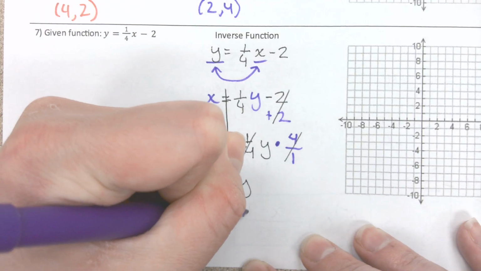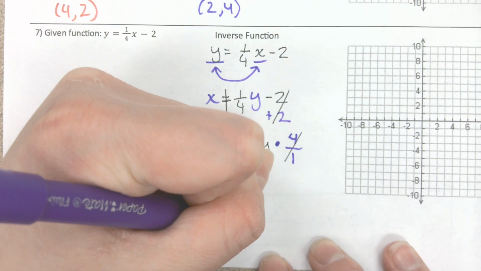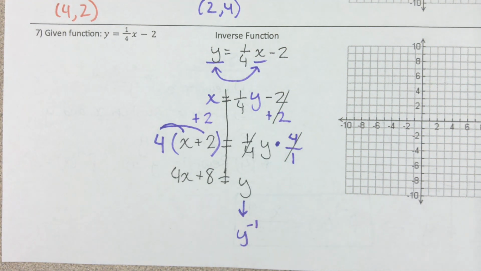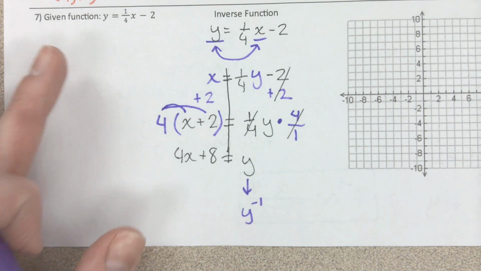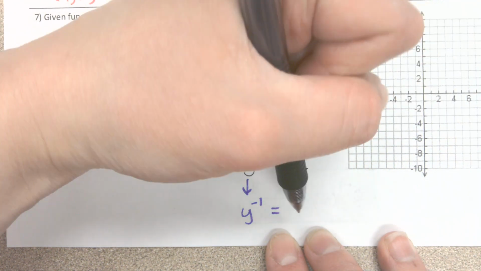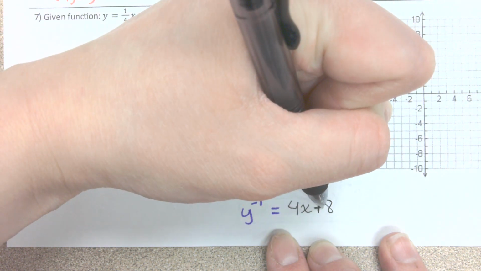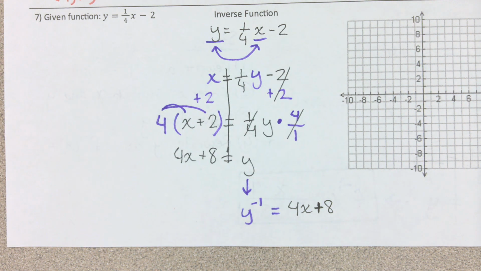Lastly, let's acknowledge that this is the inverse. So we're going to have y with the inverse attached to it, just a -1, equals, and then bring down the equation. 4x plus 8. Questions on finding the inverse before we start graphing?